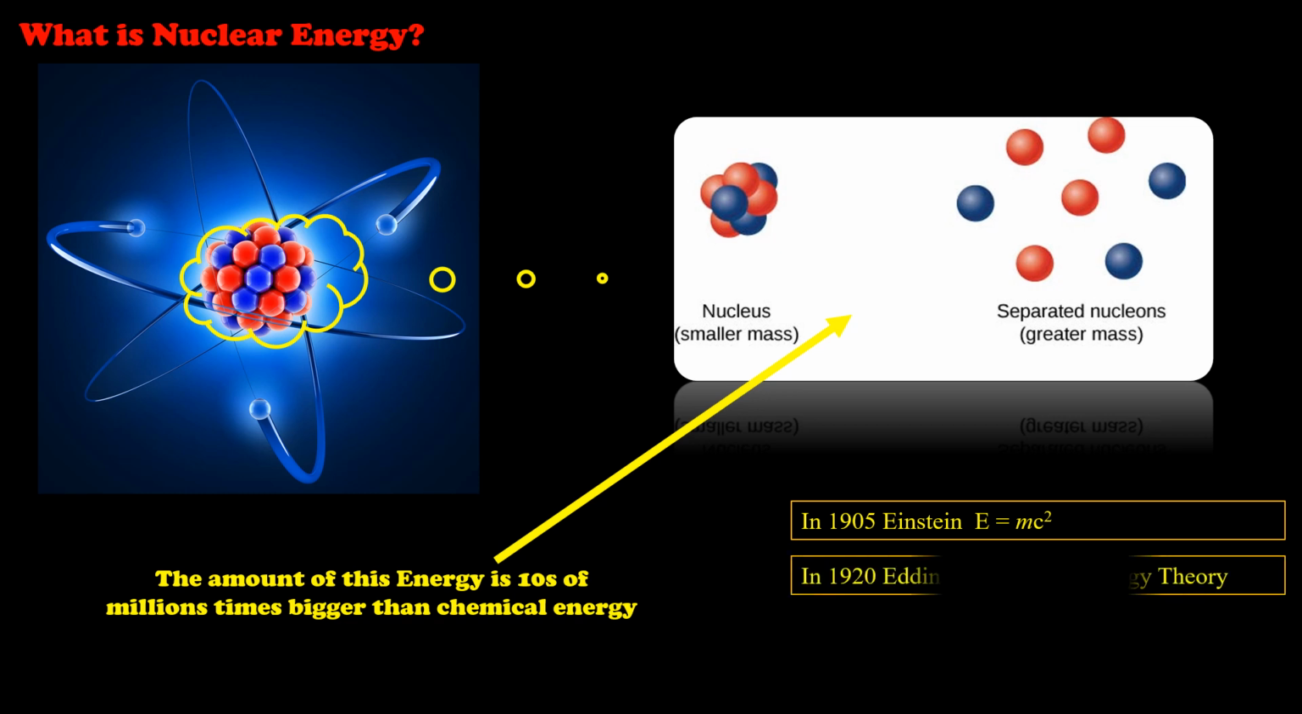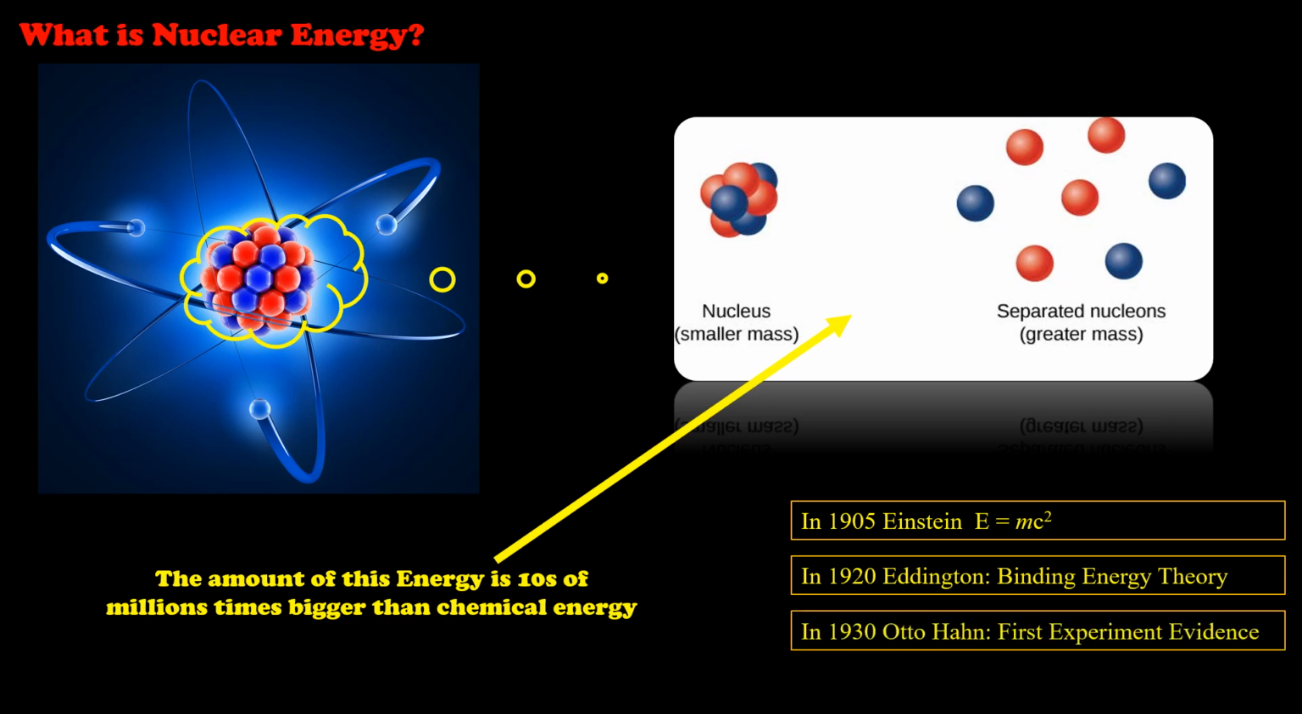Then later on, in 1920, Eddington introduced the concept of binding energy theory, in which these particles are bonded together by some sort of energy while they are inside the nucleus. Then in 1930, the very first experiment for the evidence of this was carried out by the German scientist Otto Hahn. This is a very fundamental fact nowadays, in which we know the conversion between mass and energy, or energy and mass, and the binding energy between these particles.